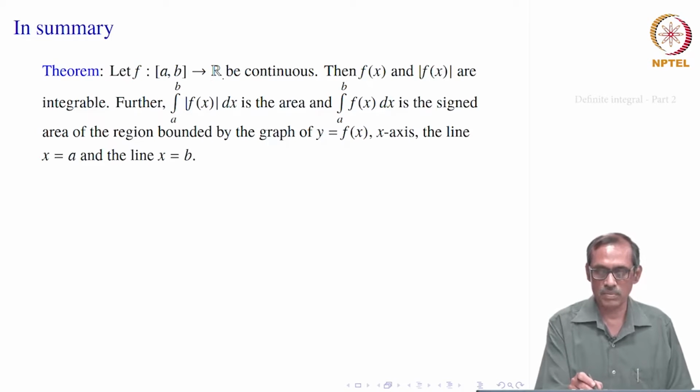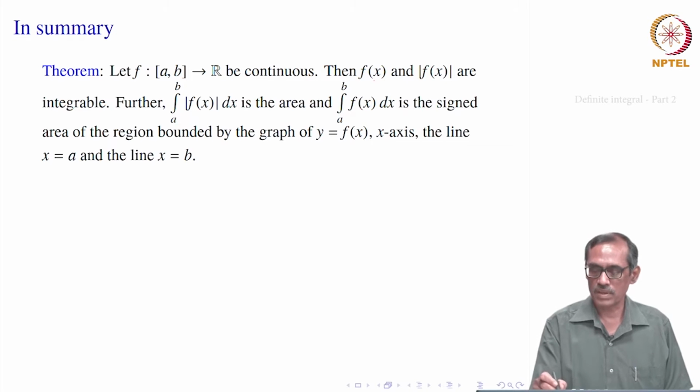Let f from closed interval a to b to R be a continuous function. Then both f x and mod f x are integrable. Further, integral a to b mod f x dx is the area, and integral a to b f x dx is the signed area of what? Of the region bounded by the graph y equal to f x, the x axis, the lines x equal to a and x equal to b. That is what we have discussed.